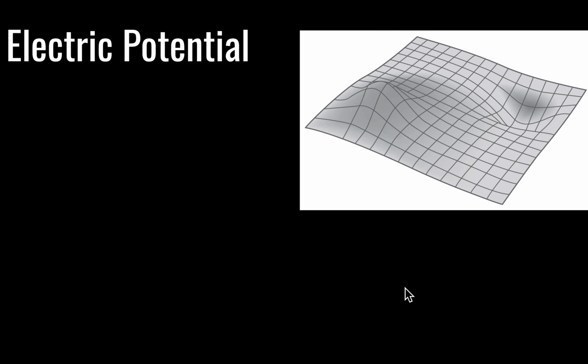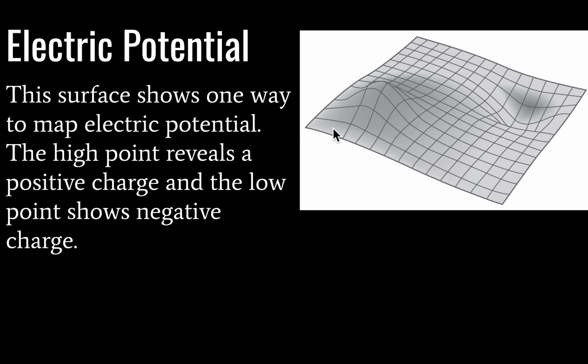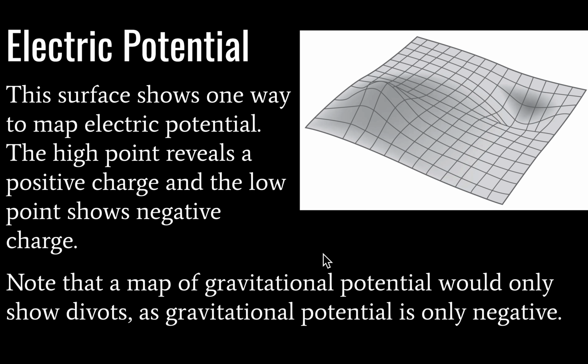Okay, finally, we're looking at an electric potential surface here. Here we have a map of electric potential on a plane. And what we see here is a high point showing a positive charge and a negative point showing a negative charge. And you may also see a similar map for gravitational potential. And a map for gravitational potential would only be divoted because there's no positive gravitational force. It's always negative, showing attraction.